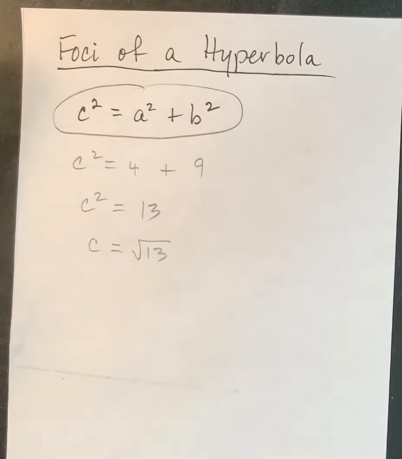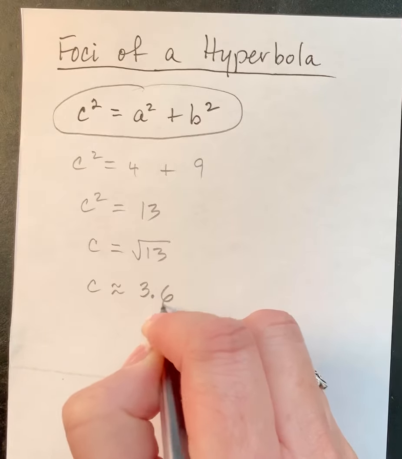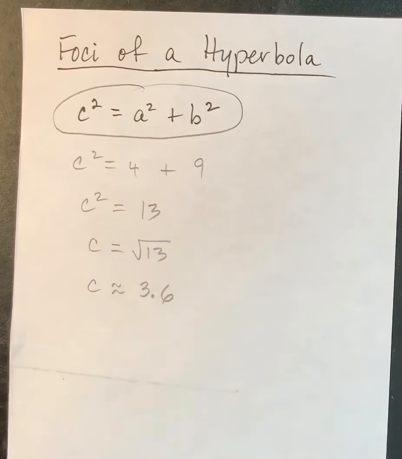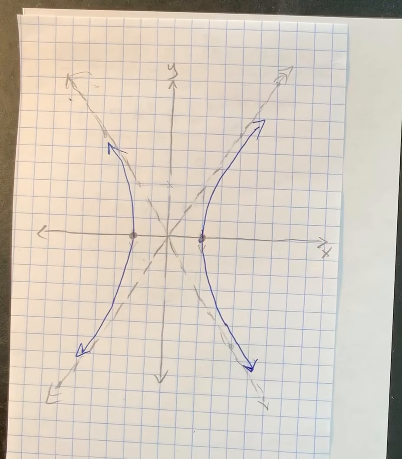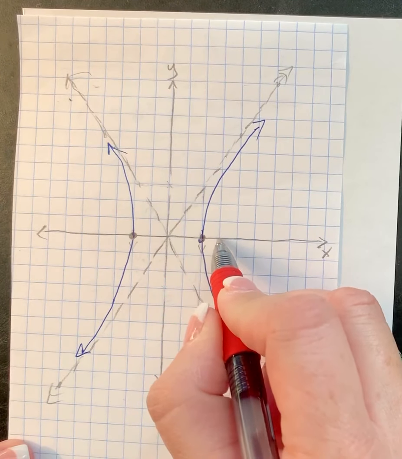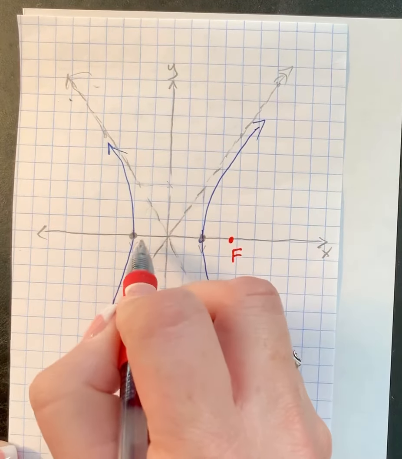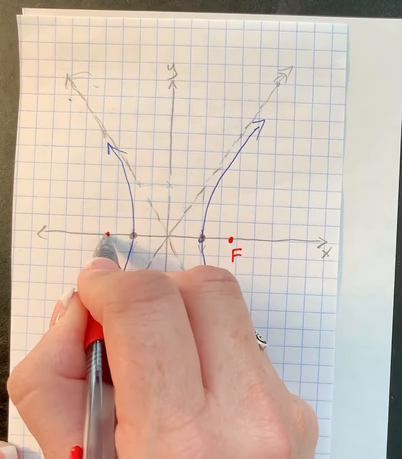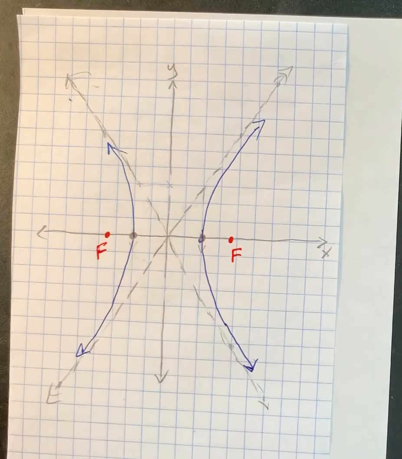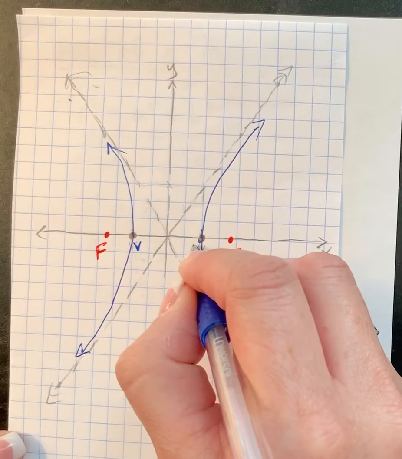Which is approximately 3.6. Just remember, the foci are always on the transverse axis. So they're like inside each branch. So 1, 2, 3, 3.6 would be about here. That would be a focus. 1, 2, 3, 3.6 in a negative direction. That would be another focus. So the only 2 points I have on the graph for this one are the vertices.